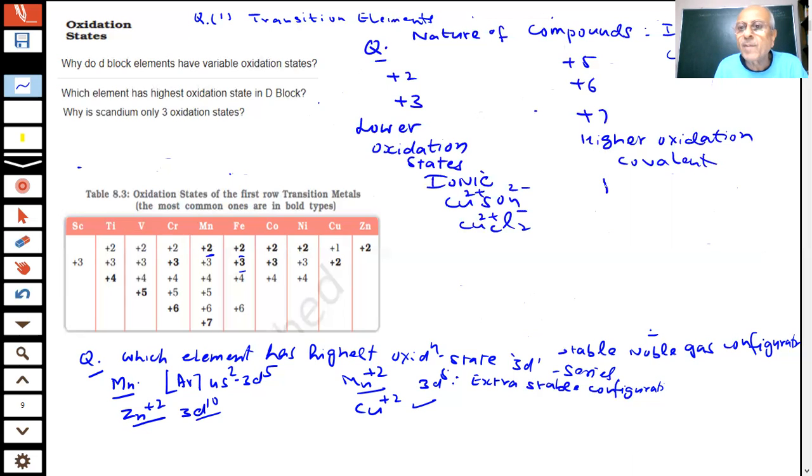But if I write MnO4 minus, KMnO4, which is used as a strong oxidizing agent, what happens? MnO4 minus is covalent. Similarly, Mn2O7, students, Mn2O7 is covalent.